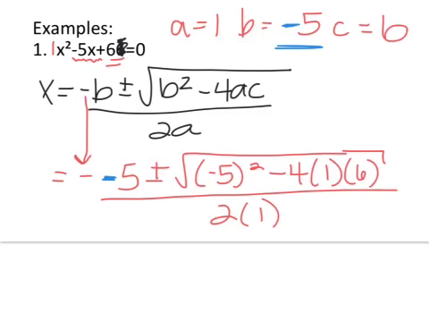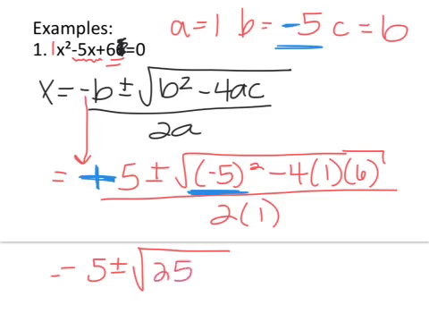Alright, so then you would just use your calculator to help you figure this out. A negative and a negative here at the beginning is really a positive 5. So we have 5 plus or minus the square root. Negative 5 squared, negative 5 times negative 5, is positive 25. Make sure you put that in the calculator correctly using your parentheses.